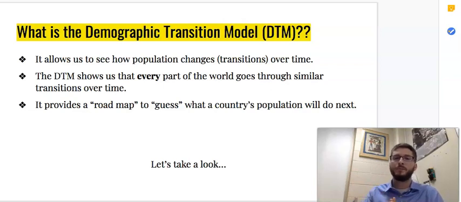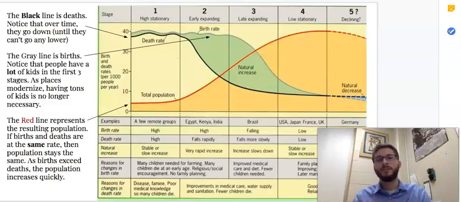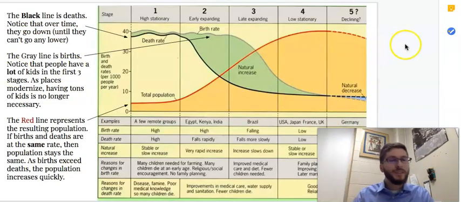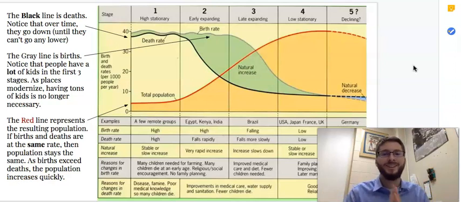So the 5 stages of the demographic transition model are going to be laid out here. I'm going to give examples of each and kind of explain the process. So please know that this is not going to be easy, but I'm going to try to make it as understandable as possible. So look at this chart. Don't panic. It's a lot, right? If you look at the whole thing at once, it becomes quickly overwhelming. So let's look at it piece by piece, right?